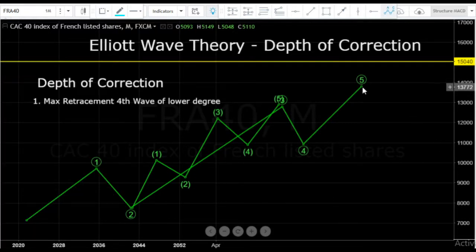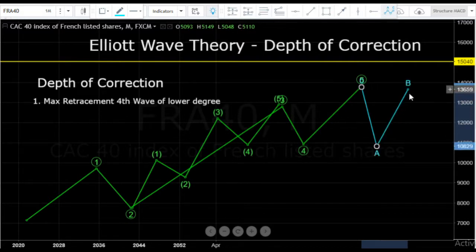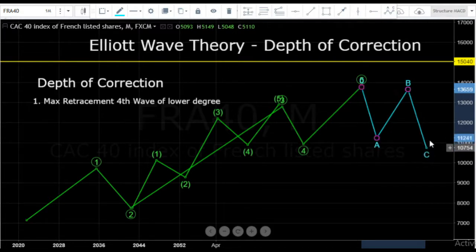So then if we go on to the next situation where we have a correction after wave 5, yet again it's normal for the maximum retracement to fall within the same area. Now there are lots of situations where it goes deeper, but we're saying it's a guideline that in a normal cycle this is our maximum retracement into the area of 4.